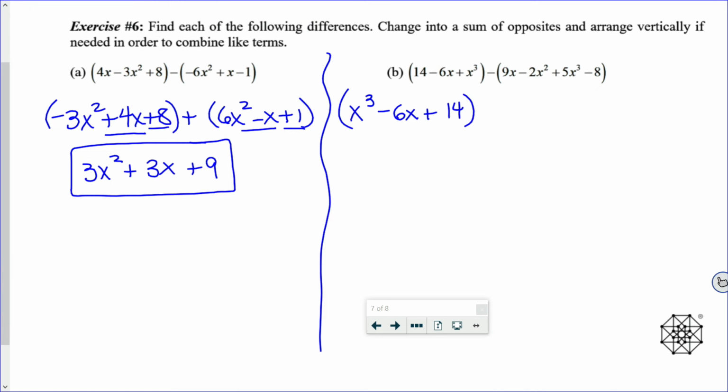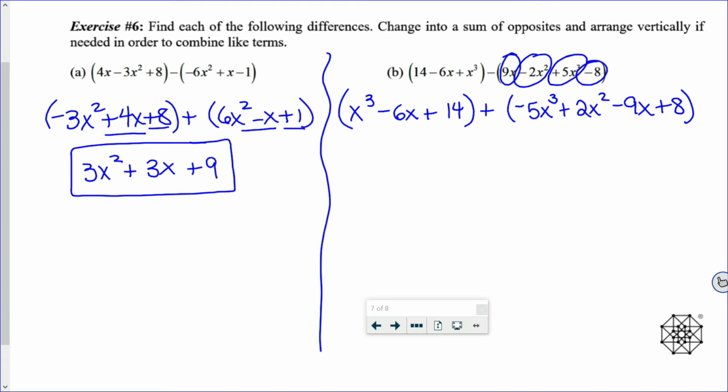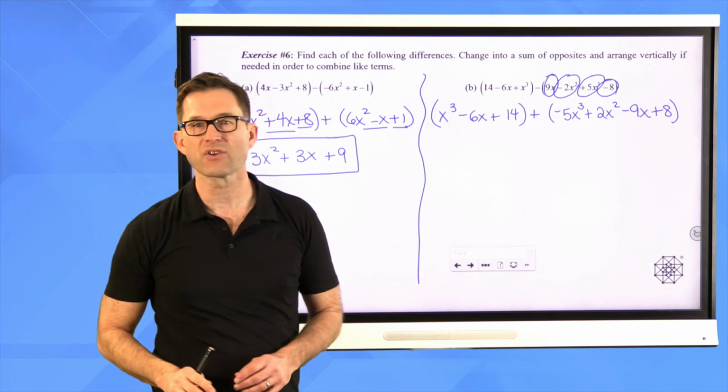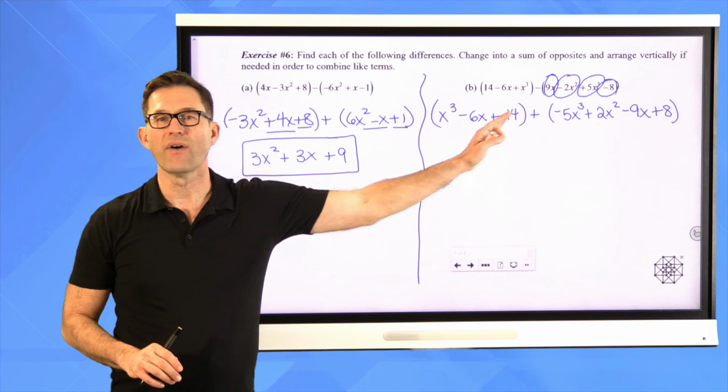I'm going to change that subtraction into an addition of opposites, and I'm going to also try to write it in standard form. Originally, that was positive 5x cubed. I'm now going to make it into a negative 5x cubed because I've changed it into its opposite. Negative 2x squared is now going to become a positive 2x squared. Positive 9x is now a negative 9x, and negative 8 is now a positive 8. Again, I am changing subtraction into addition of opposites.